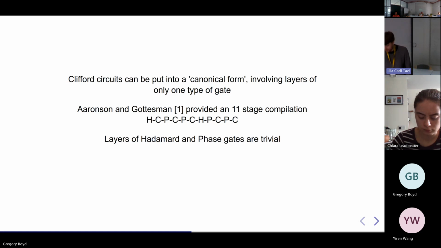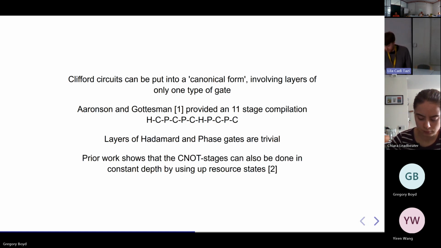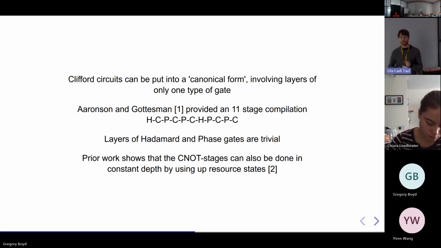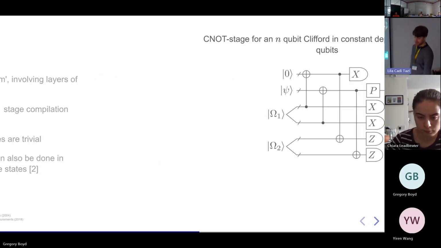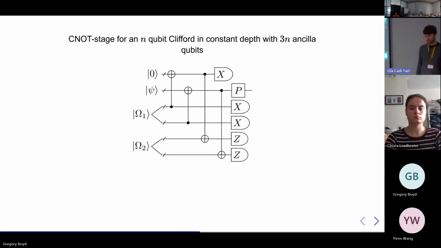Yes, but it turns out that previous work shows that you can actually do these CNOT stages in constant depth, provided you have some resource states that you can use up. So this is work by Zheng et al. in 2018. And in that work, they show the circuit, although it doesn't appear in their work, but I figured out what it should look like. It looks like this.